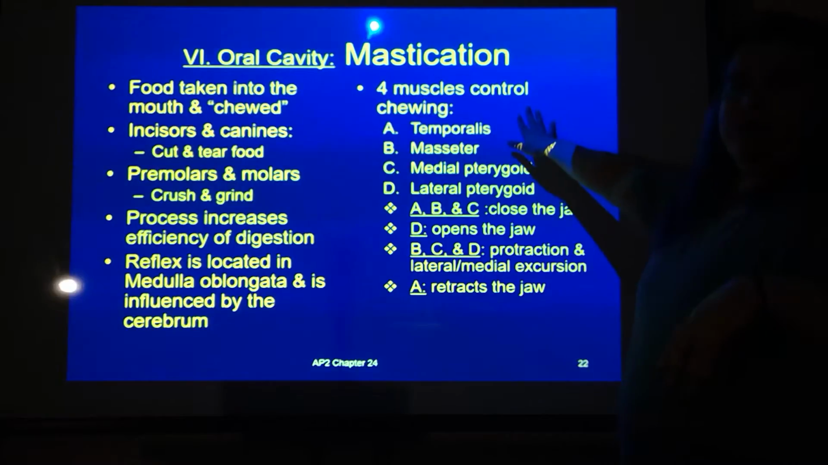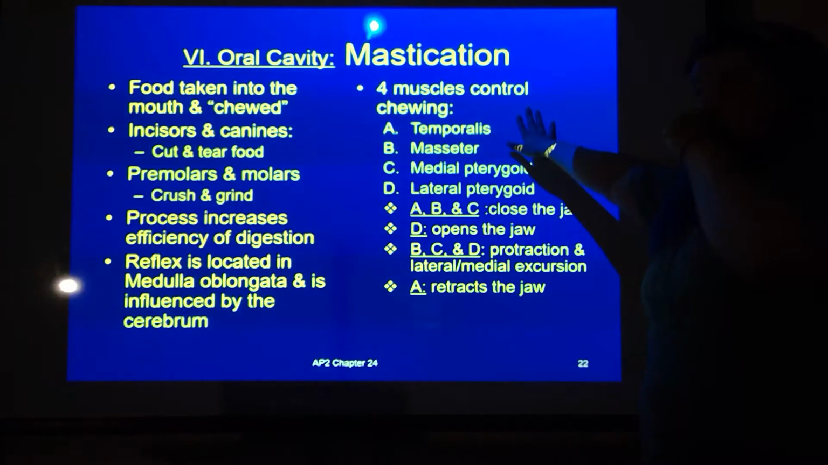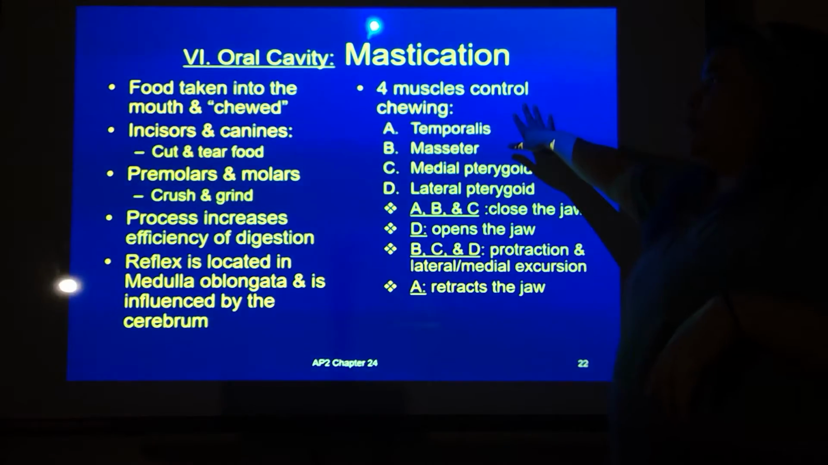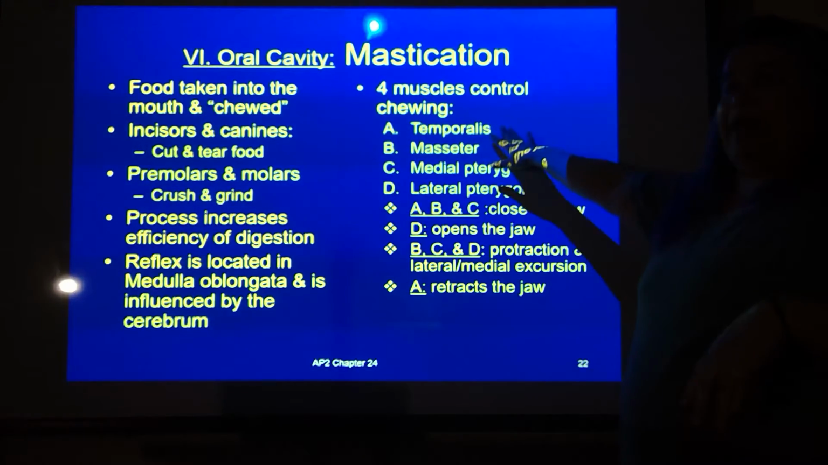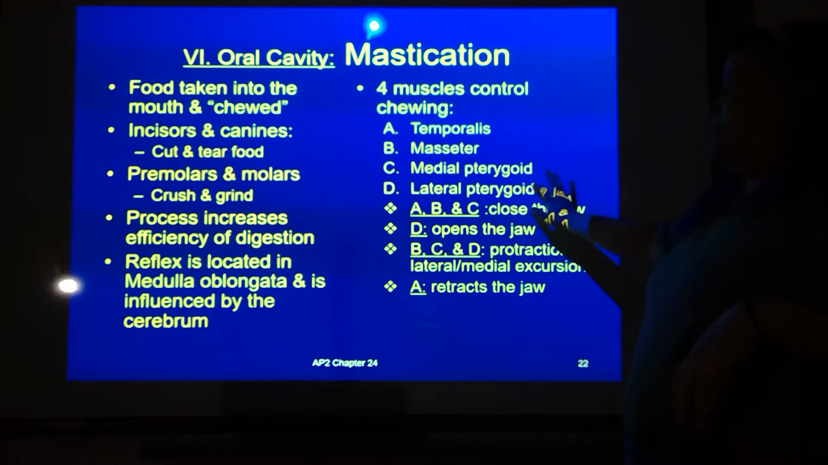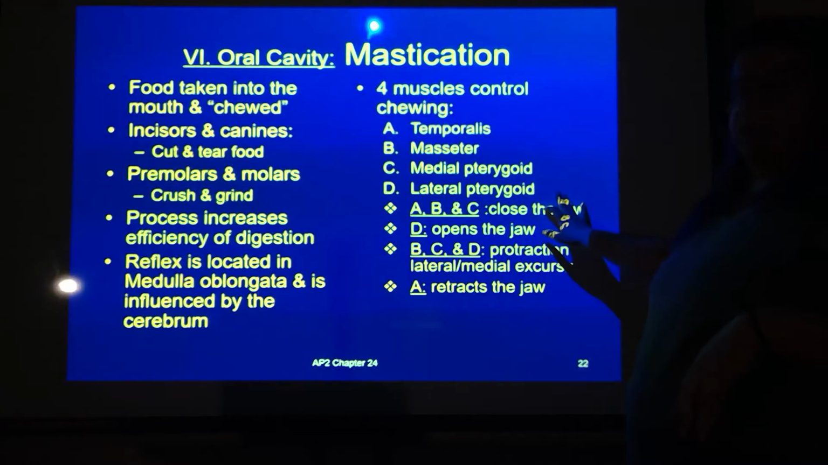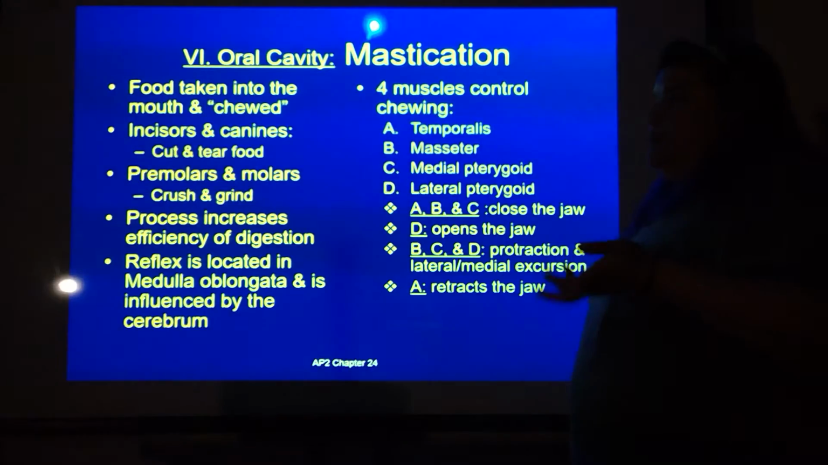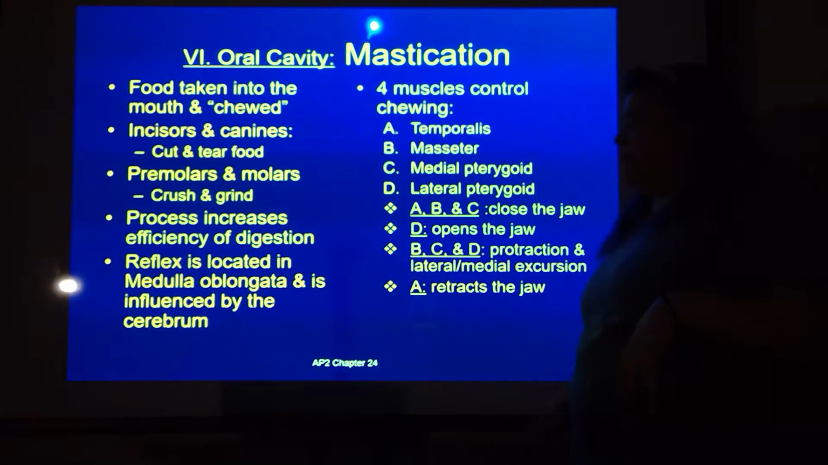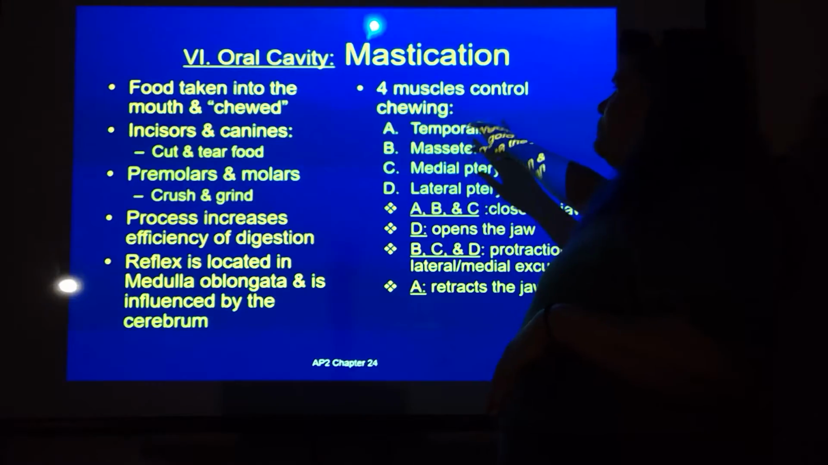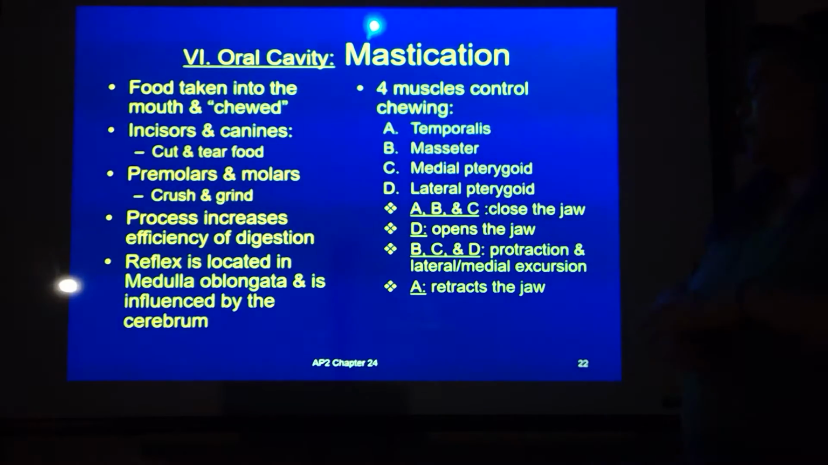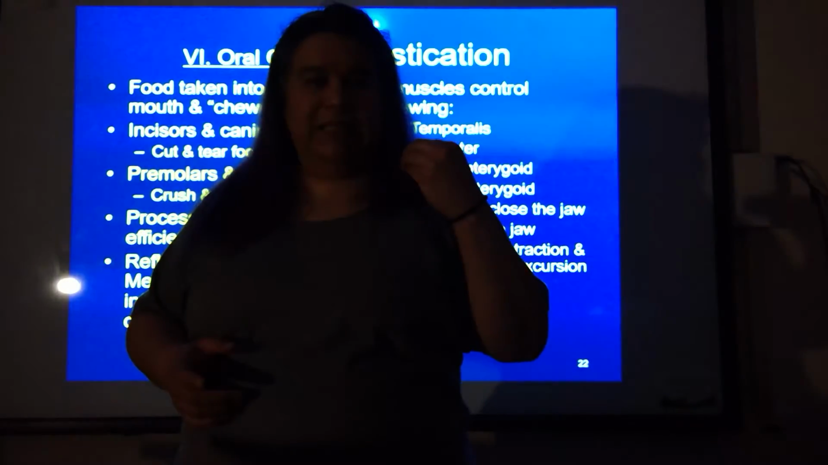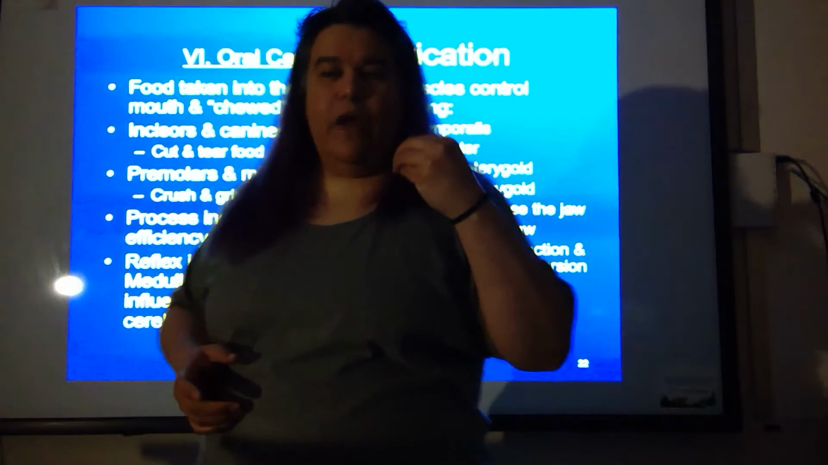We have four primary muscles. I just choked on nothing. Four primary muscles that help us with chewing: the temporalis, the masseter, the medial pterygoid, and the lateral pterygoid. Again, the P is silent, so it's just pterygoid. Temporalis, masseter, and the medial pterygoid are responsible for closing our jaw when we're eating. Okay, all right.